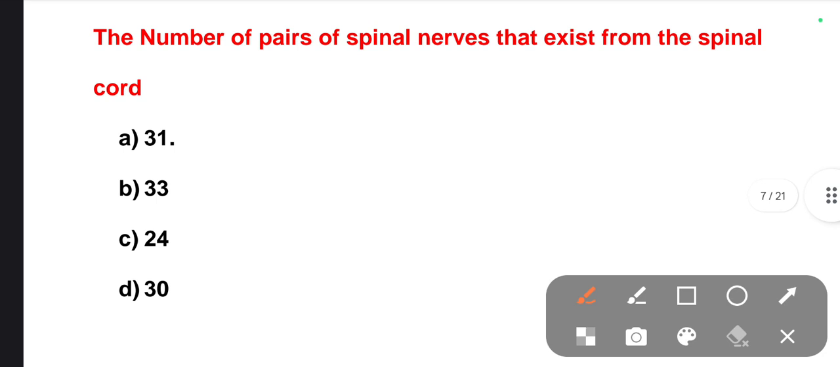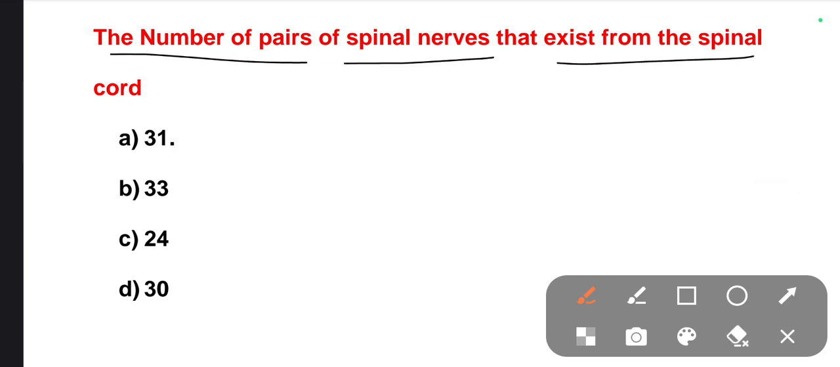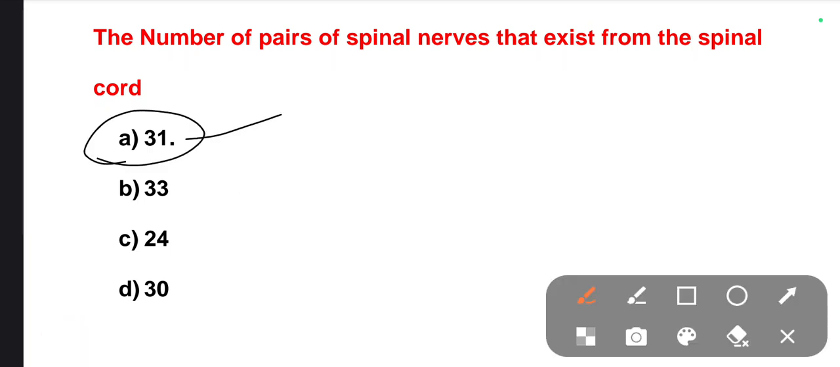The next one is the number of pairs of spinal nerves that exit from the spinal cord. So how many spinal nerves are present and exit from the spinal cord? Options are 31, 33, 24, and 30. The right one is option A. 31 pairs of spinal nerves exit from the spinal cord.